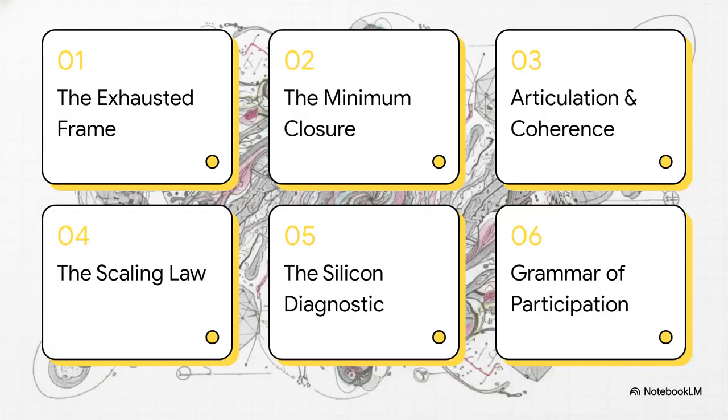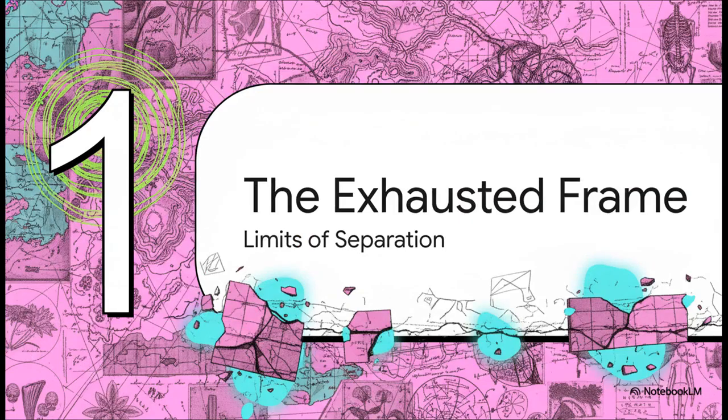Here is the blueprint of the gradient we'll be walking through today. It's a strict logical progression. We'll kick things off with the exhausted frame, then move into the minimum closure, examine articulation and coherence, scale that up with the scaling law, test it all out using the silicon diagnostic, and finally arrive at the grammar of participation. All right, section 1, the exhausted frame.